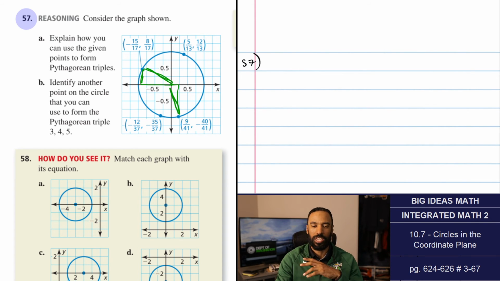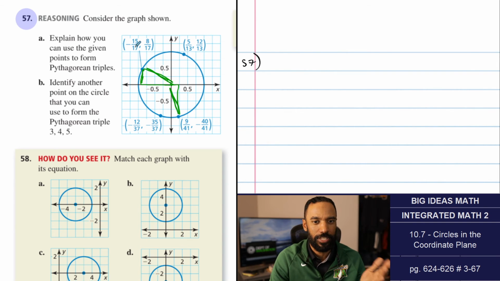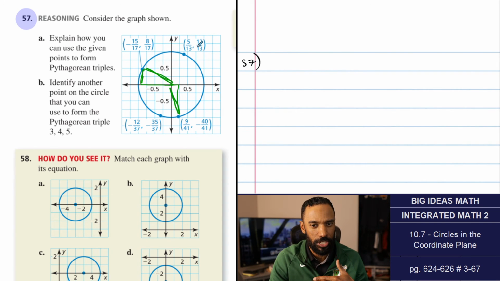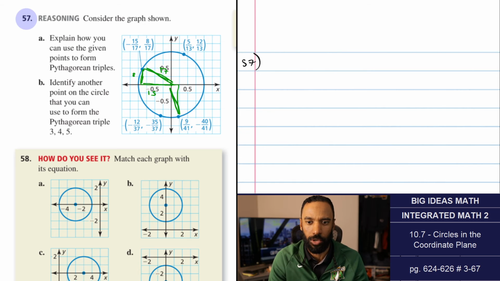I don't know if this is a unit circle. I guess it is, because this is an 8, 15, 17 and a 5, 12, 13 and stuff like that. Like the hypotenuse, in some way, this would be 15 and 8 and 17. But then they're dividing by 17 everywhere.